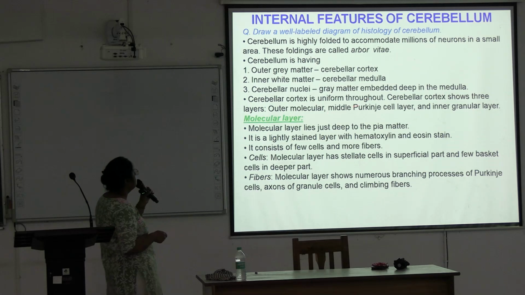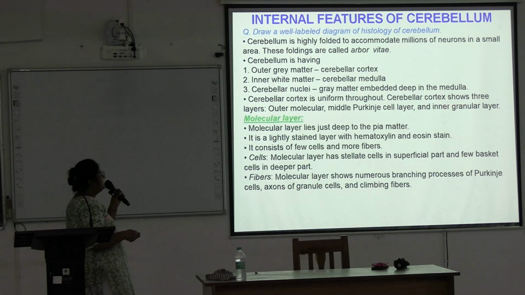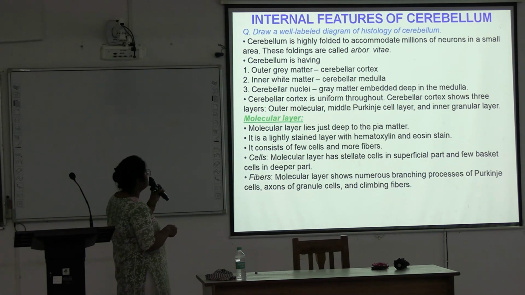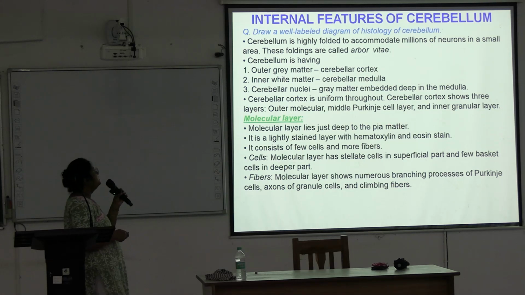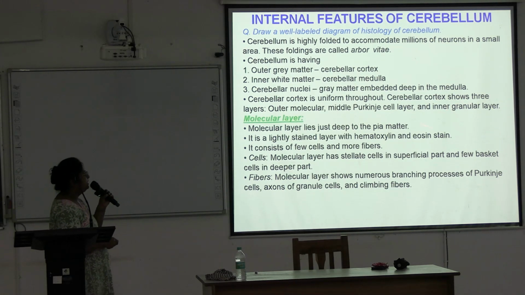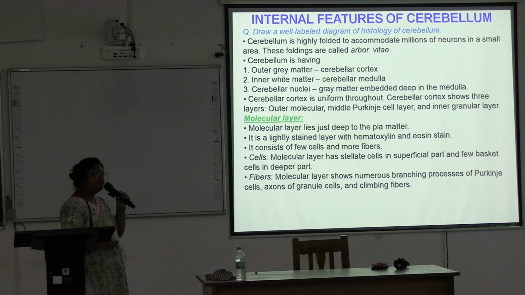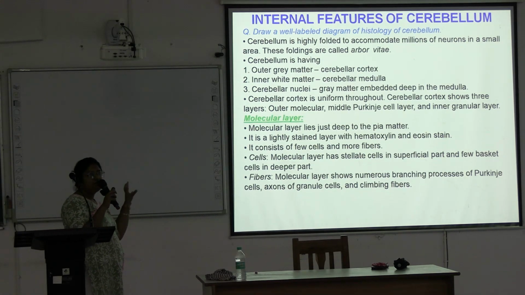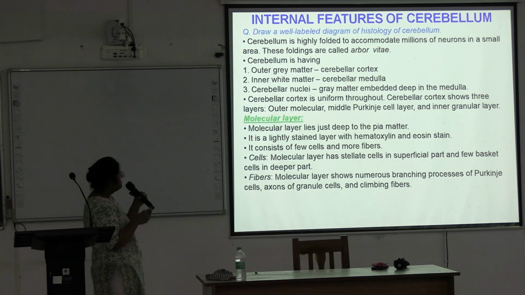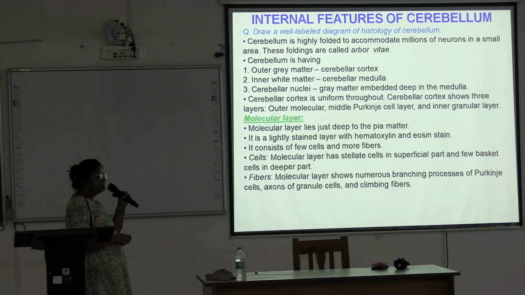The cerebellar cortex is uniform throughout, and it shows three layers: the outer molecular layer, the middle Purkinje cell layer, and the inner granular layer. These three layers are important. You have to write them in your histology picture of the cerebellum. So we will discuss these three layers in detail.